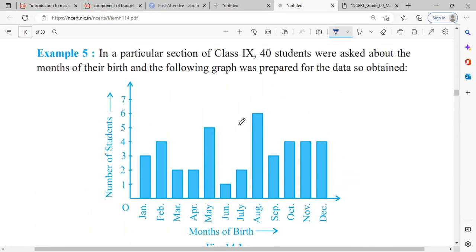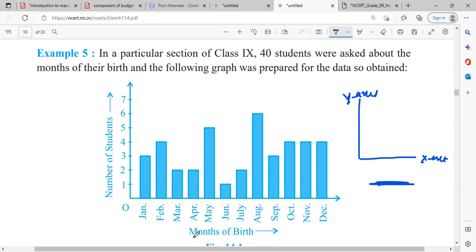So this was the graph. January, 3 students were born. February, 4 students. March, 2 students. April, 2 students. Like this, they have made the graph. Whenever you are making a graph, remember one thing. This is the x-axis. You have to write x-axis here. Here you have to write y-axis. Whatever you are representing here, you will write the name.